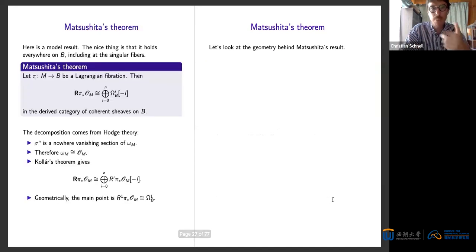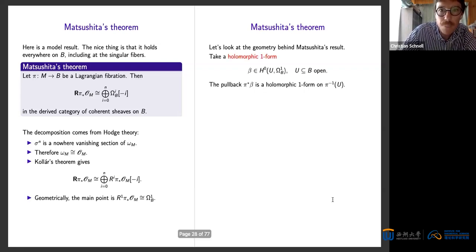Okay, so I'm going to explain the geometry of that. It's quite nice. So the way it goes is like this. We'll construct a map from the sheaf of one forms to this push forward. We start by taking a holomorphic one form on the base, just locally. We'll take an open set in the base, take a holomorphic one form on that open set, pull it back by the Lagrangian fibration, then it becomes a holomorphic one form on the pre-image upstairs, on the open set upstairs, right?